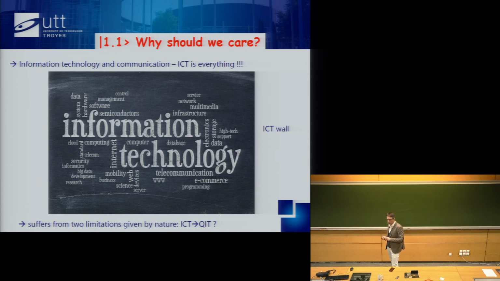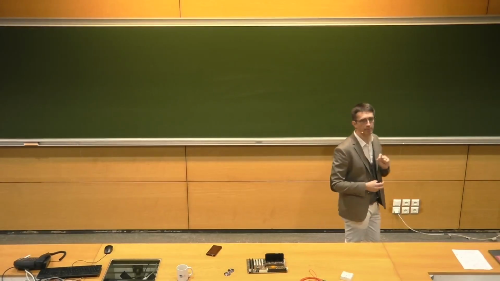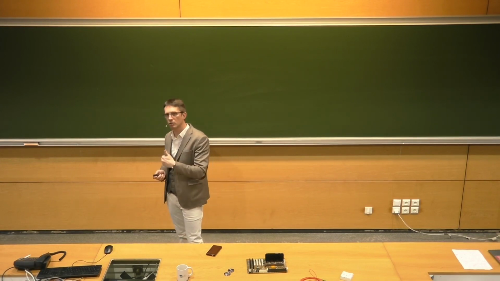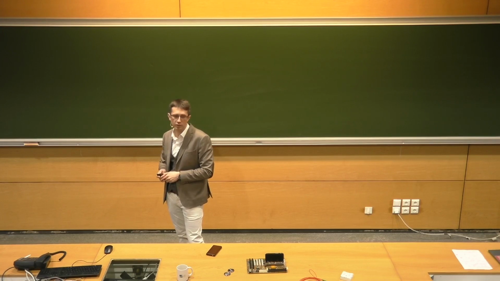But why then should we care about introducing quantum information and technology? Why is it so important? Well, because you will see that for ICT, the classical equivalent of information and communication technology that we are using these days, there are mainly two limitations to how far we can go with these classical technologies. And those are very important limitations because they are given by nature, which means that we cannot beat them. All right? So we know already that we will be facing these limitations. In fact, we already are facing them.